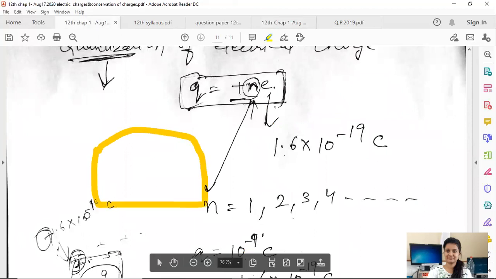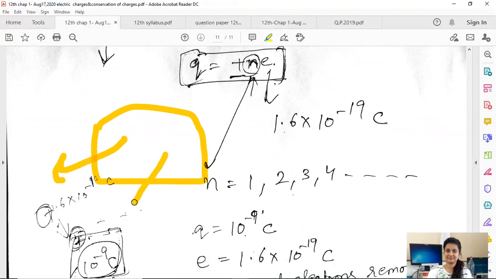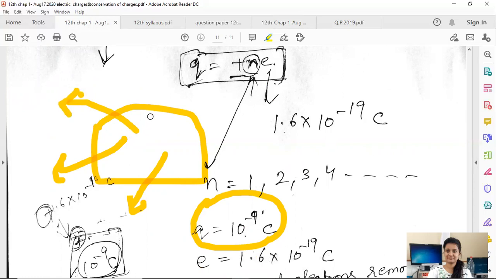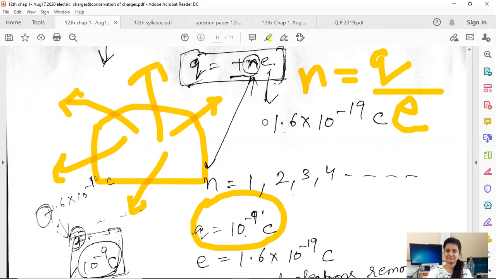Suppose there is a metallic body, and the question is you have to find the number of electrons ejected from this surface, if the charge on this body is given as 10 to the power minus 9 Coulomb. You can calculate by this formula: Q is equal to Ne. To calculate N, the number of electrons ejected from this surface, you divide Q by the elementary charge, that is the charge of 1 electron, which is 1.6 into 10 to the power minus 19 Coulomb.